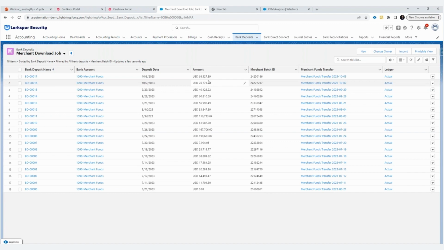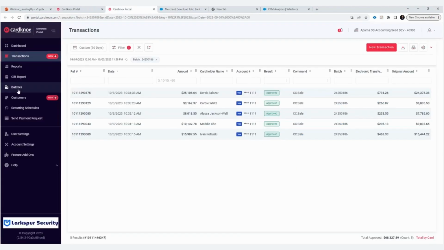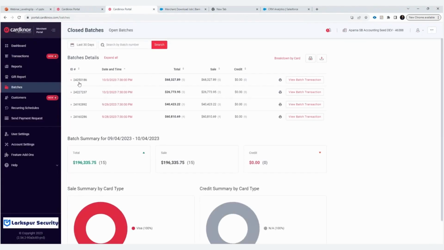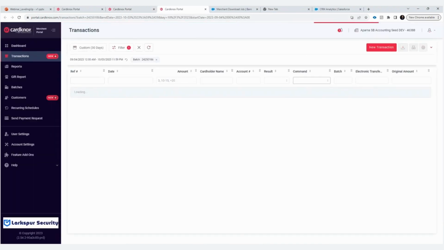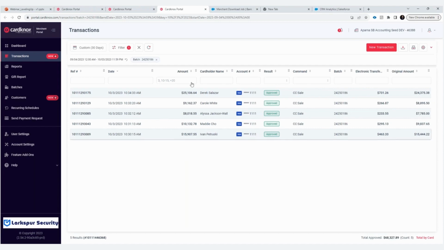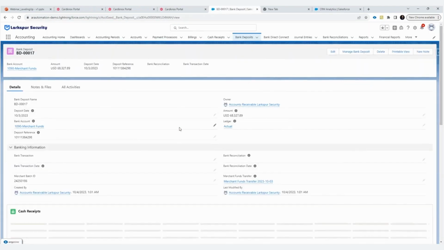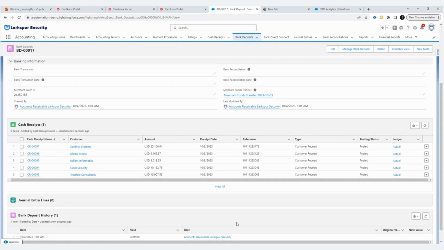this bank deposit record. Now you see this merchant ID, the last three numbers here are 186. That ties back to the batch merchant ID here. Okay, so you have that direct connection. It's going to be very easy for you to reconcile. When you view the batch transactions in that batch, these are going to match all of the cash receipts in this bank that have been associated to this bank deposit record. So all of that is going to be a one-to-one.